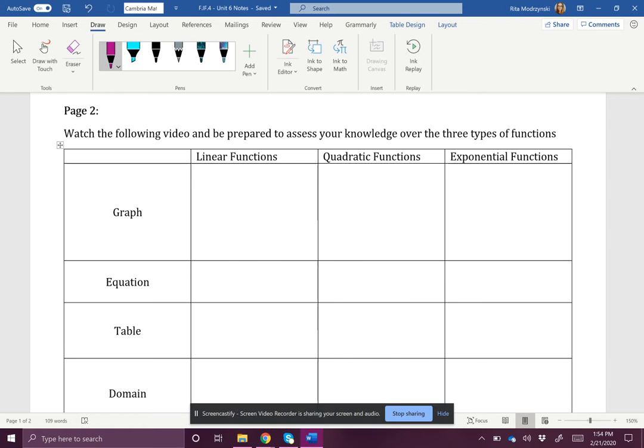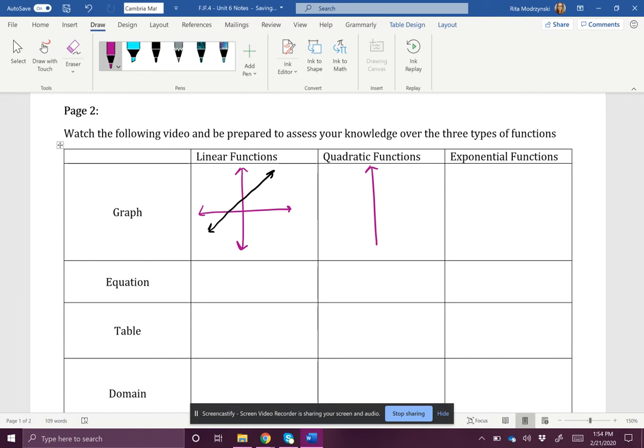So the first one for graphs, when we're looking at graphs, is linear functions. Linear functions are always going to have a graph that appears to be a straight line, like so. Now, that straight line could be increasing, it could be decreasing, but it will be a straight line.